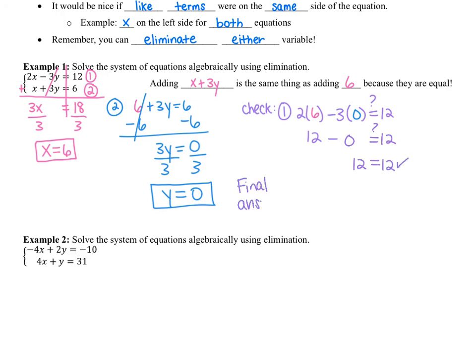So remember, we want to put our final answer as a coordinate point, so x comes first. So it's 6, 0, and we can use curly braces to indicate a solution set.